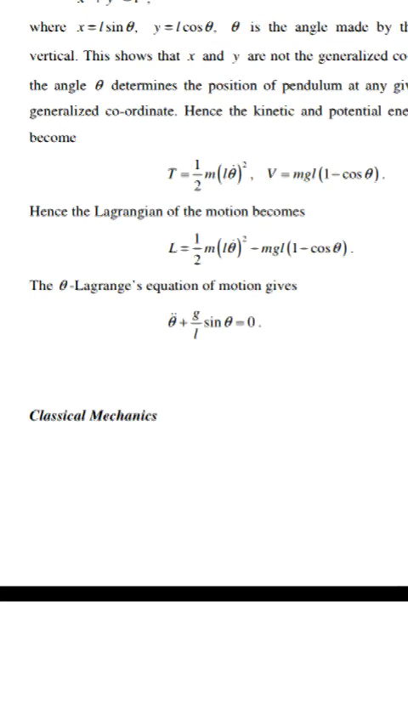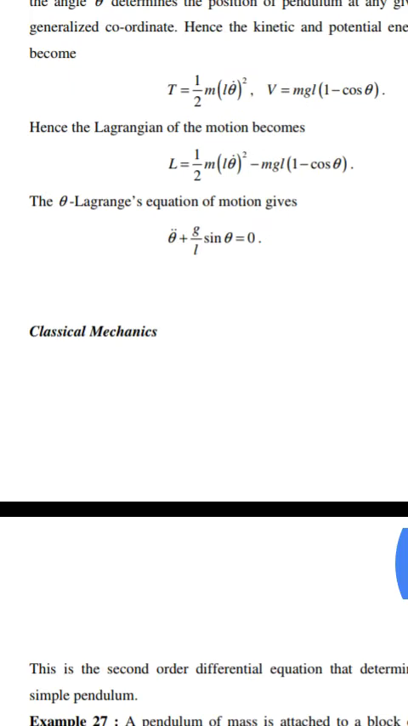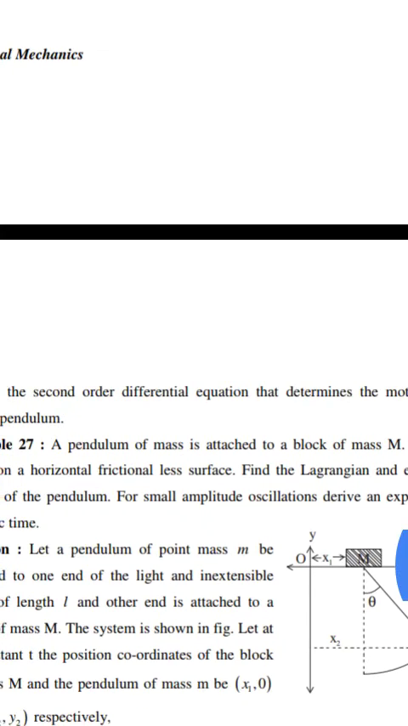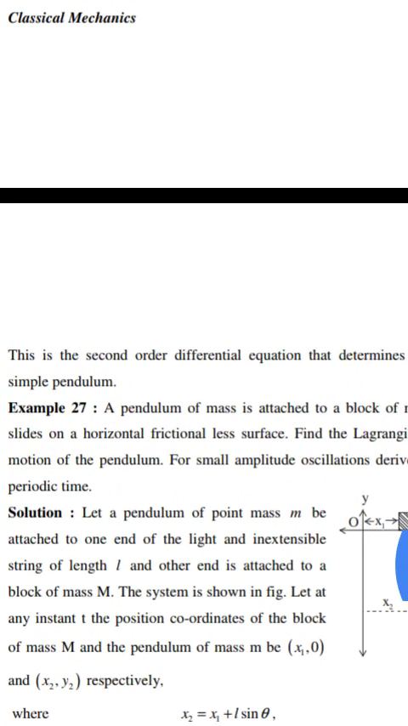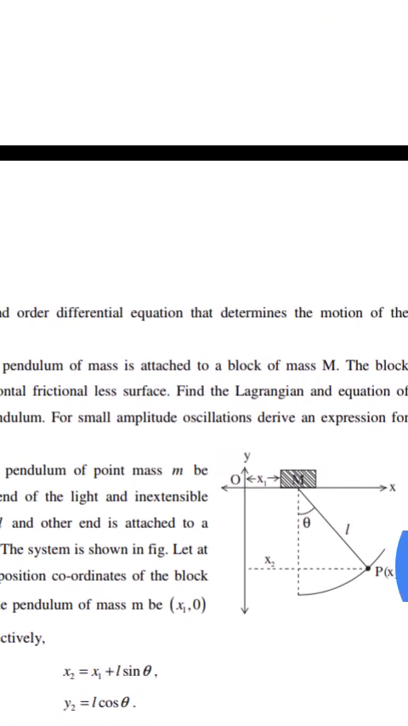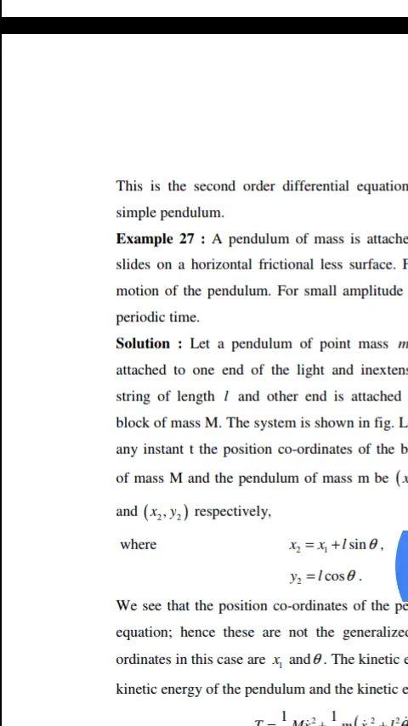Therefore, Lagrange's equation of motion gives d by dt of del L by del theta dot minus del L by del theta is equal to 0. Therefore, theta double dot minus g by L sin theta is equal to 0. This is the second order differential equation, and it determines the motion of the simple pendulum.